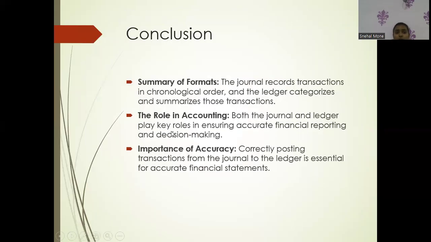Next is the conclusion. Summary of formats. The journal records transactions in chronological order, and the ledger categorizes and summarizes those transactions. Next is the role in accounting. Both the journal and ledger play key roles in ensuring accurate financial reporting and decision making. Importance is accuracy. Correctly posting transactions from the journal to the ledger is essential for accurate financial statements.